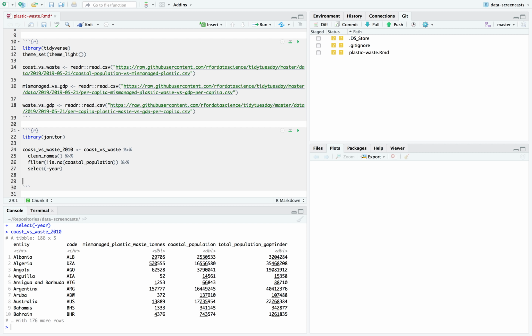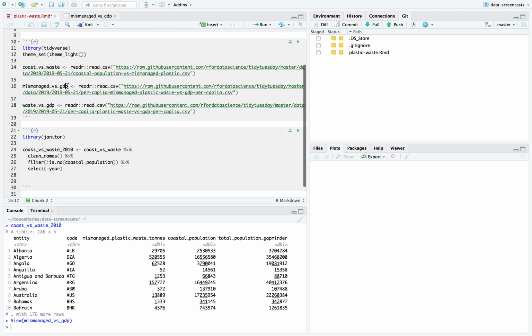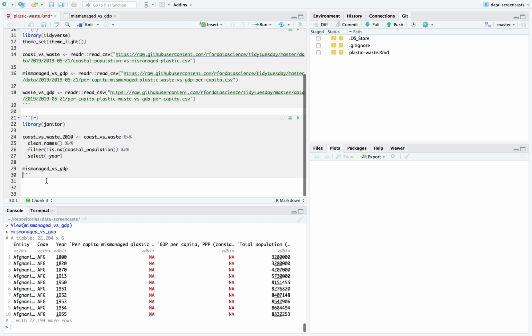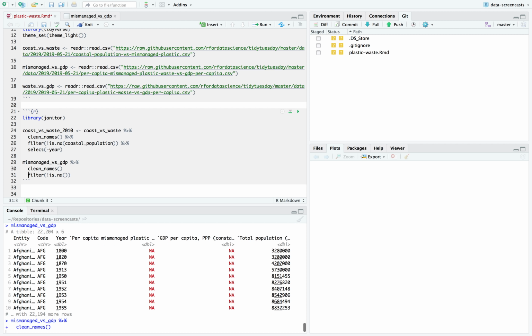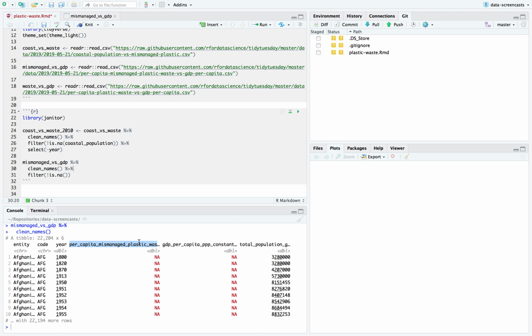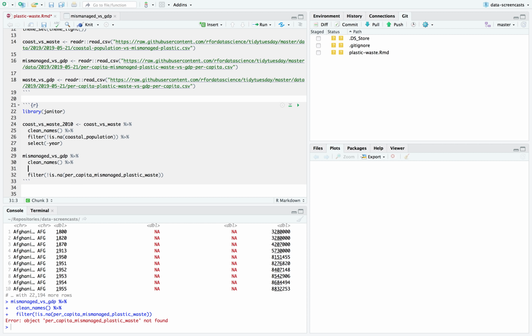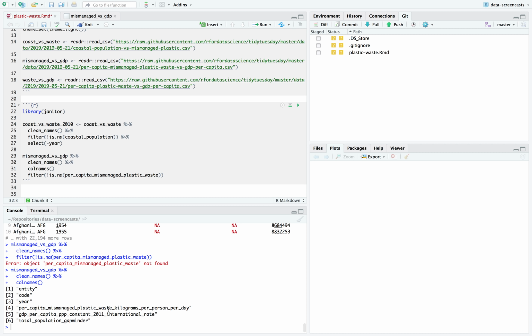All right, so that's one bit of data we have just for this country. Now let's take a look at mismanaged versus GDP. Same thing. I'm going to look for not is.na. Oh, I'm first going to clean names. And it's waste presumably. Oh, let's see. I can find out what the column names are with colnames. Oh, wow. It's a very long name. I am going to do some renaming.